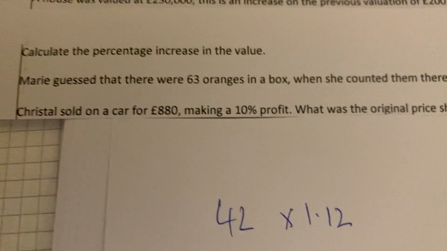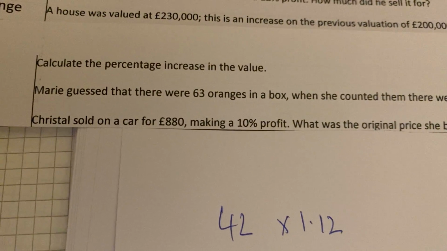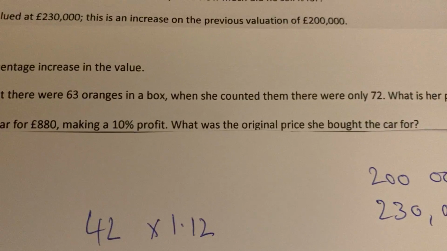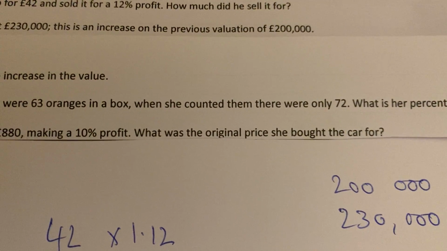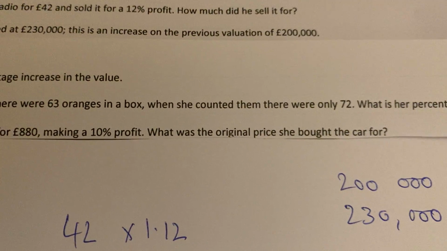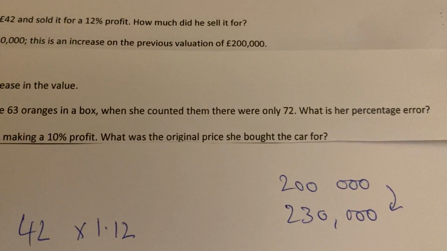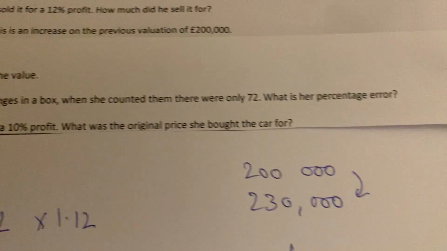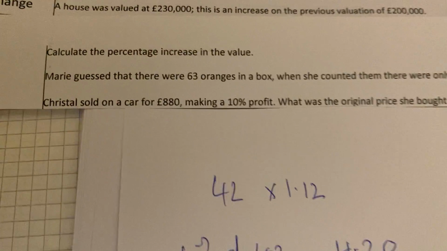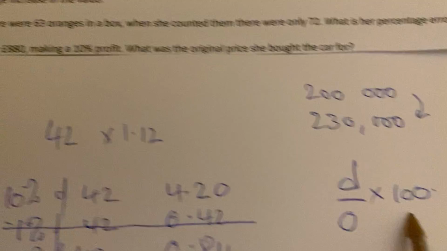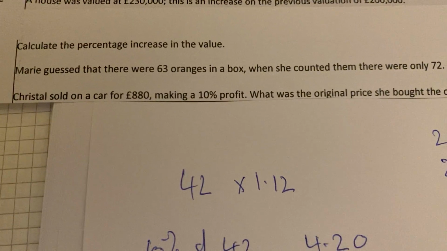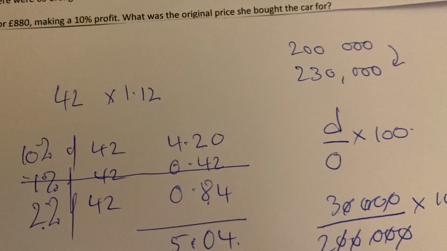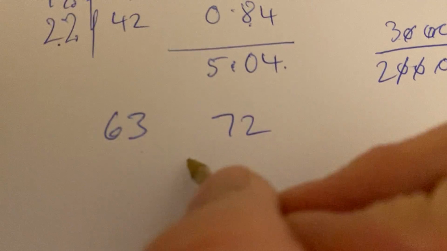It says Marie guessed that there were 63 oranges in a box. When she counted, there were 72. So what was her percentage error? Right, again, the same idea: difference over original times 100. So she thought 63 and there were 72. So that is a difference of 9.